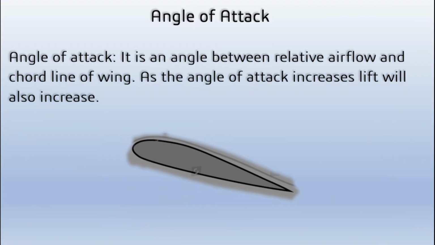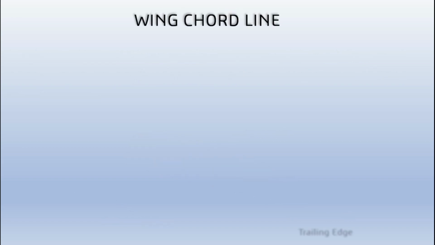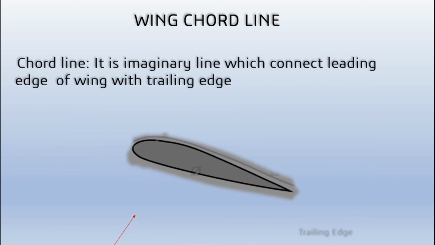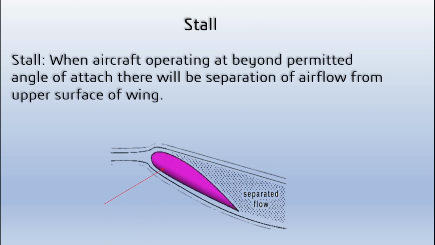Angle of attack. It is the angle between the relative airflow and the chord line of the wing. As the angle of attack increases, lift will also increase. Chord line. It is an imaginary line which connects the leading edge of the wing with the trailing edge of the wing. Stall. When an aircraft is operating beyond the permitted angle of attack, there will be a separation of airflow from the upper surface of the wing.